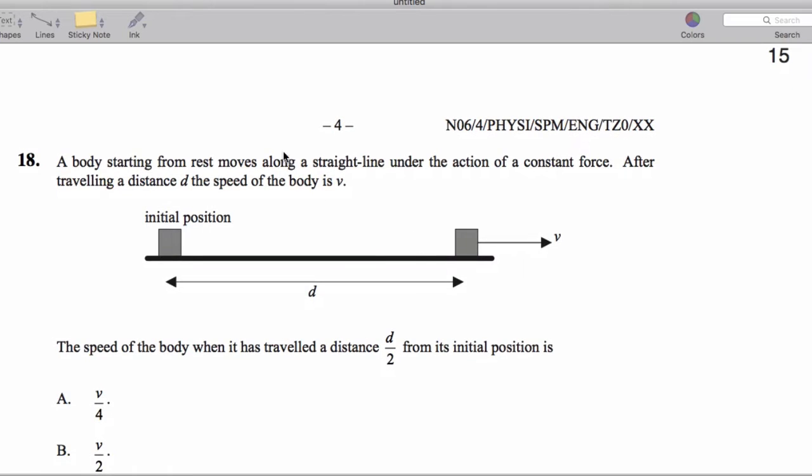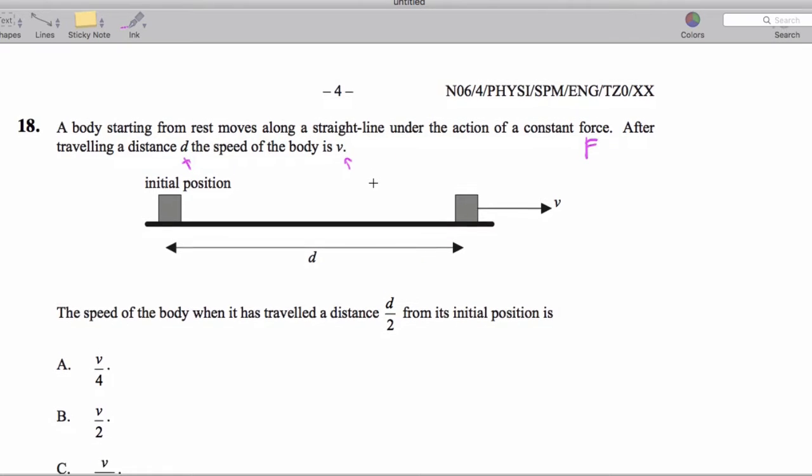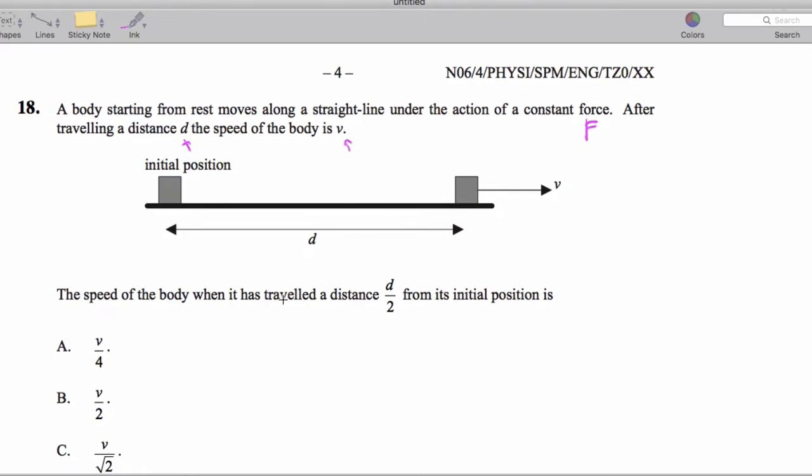Now for 18, a body starting from rest moves along a straight line under the action of a constant force. I'm actually going to write a force F there. After traveling a distance d, the speed of the body is v. I'm just going to tell you right now, I just have this feeling. It says the speed of the body when it has traveled a distance d/2 from its initial position is.